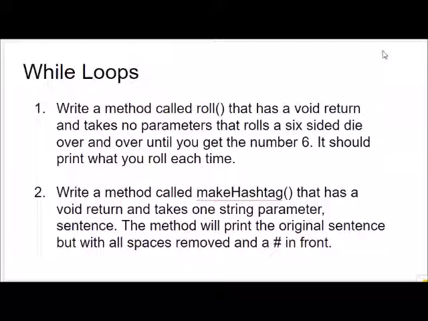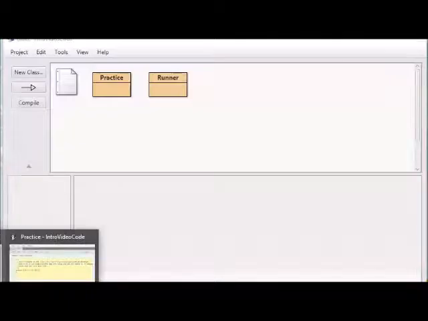So the first example we're going to do is to write a method called roll that has a void return and takes no parameters, and it rolls a 6-sided die over and over until you get the number 6. It should print what you roll each time. So let's hop over into BlueJ.